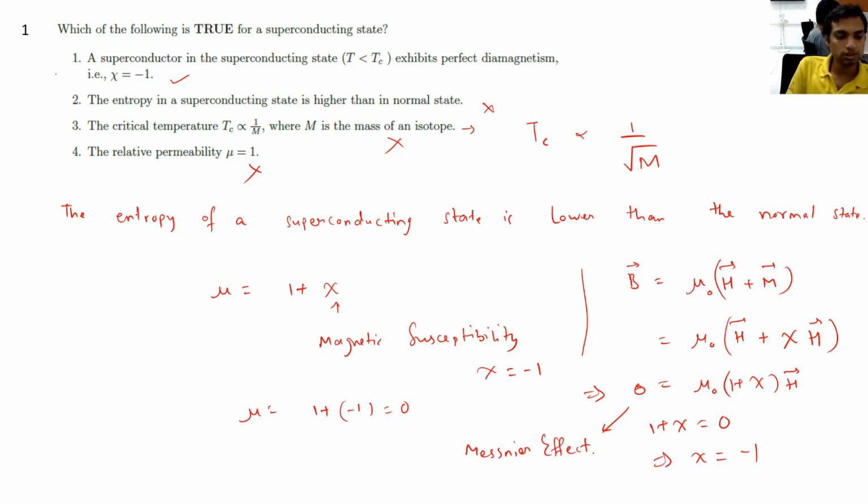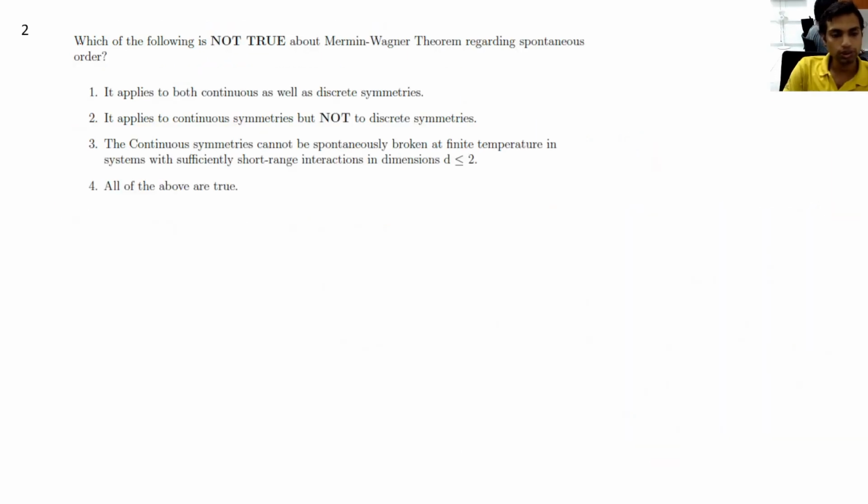Okay, so the correct answer is the first option. Now the second question: which of the following is not true about the Mermin-Wagner theorem regarding spontaneous order? Let me tell you what the theorem states.